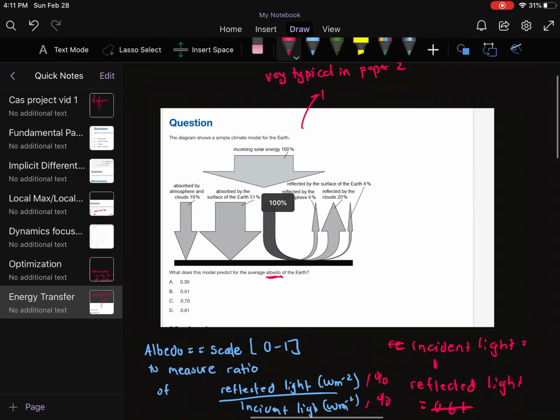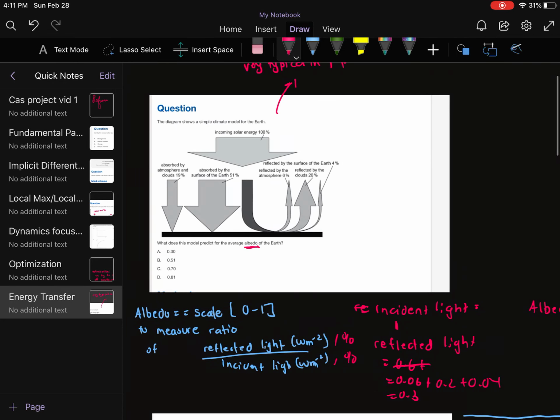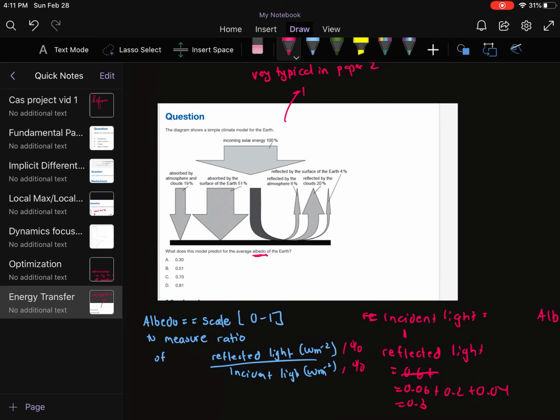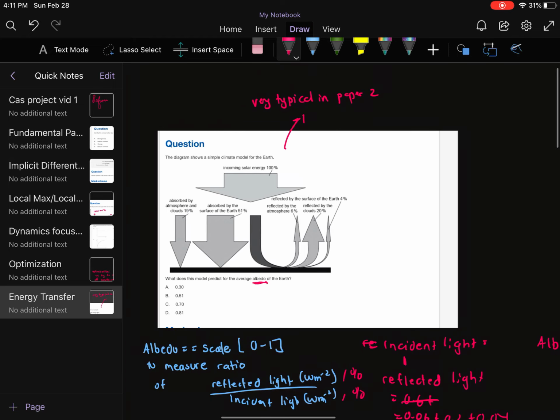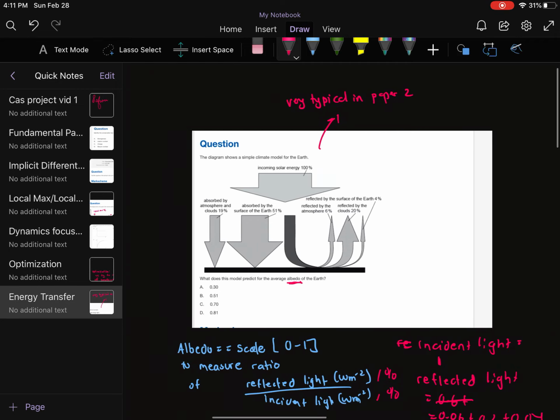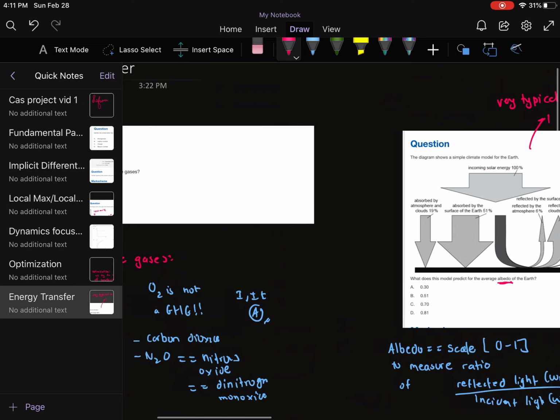So again, this concept kind of alluded to the greenhouse gas effect, but it was more so testing your ability to just know the albedo, and read a simple climate model. An extension of this, maybe they could ask different questions, like conceptual questions in paper 2, but this question was a bit easier.